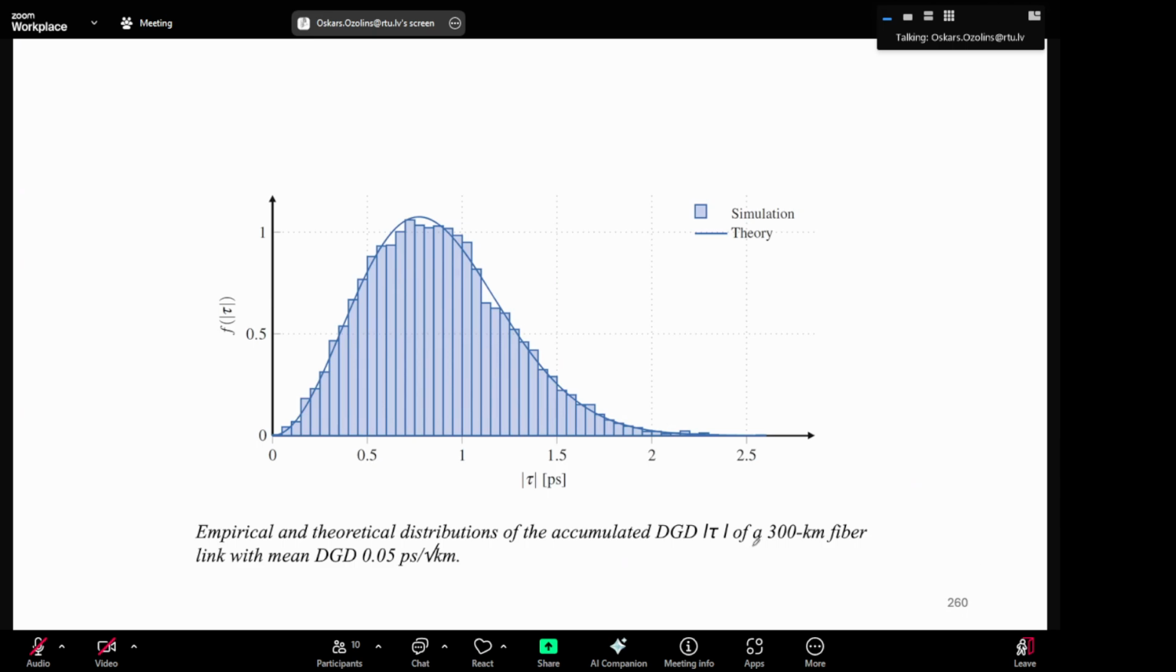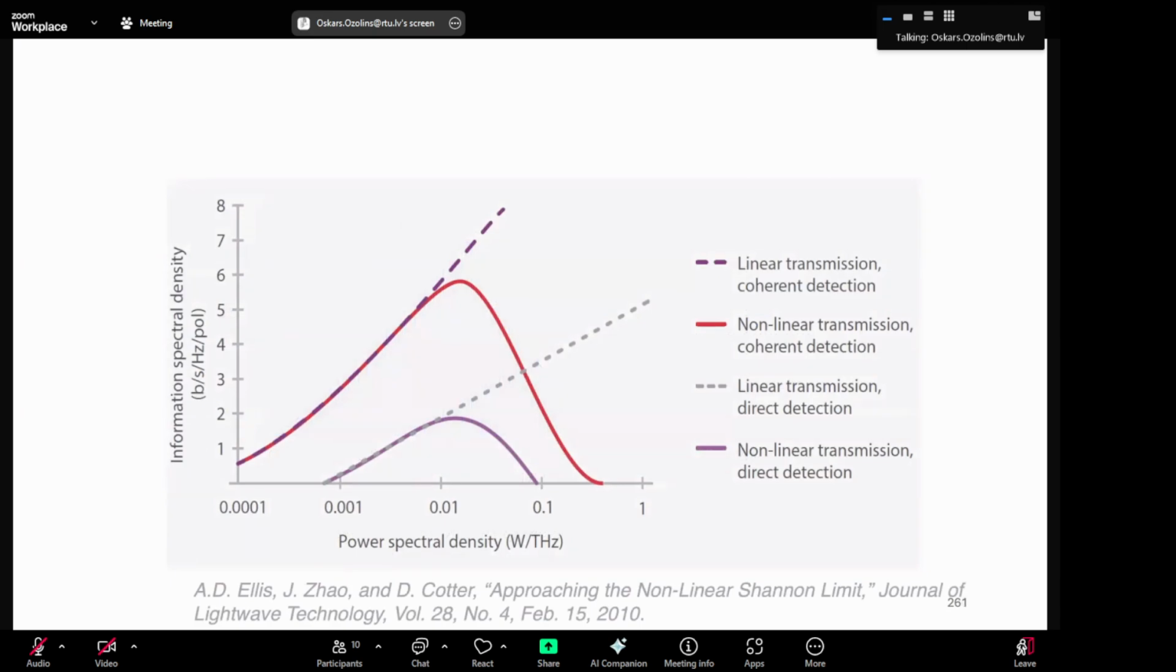So it's very different, and you really need to look into statistics to get what is the mean and how large is the standard deviation of this effect. Right. So then there is this graph I mentioned, which is capacity, so information spectral density and power spectral density.